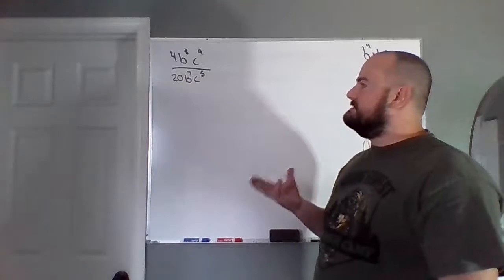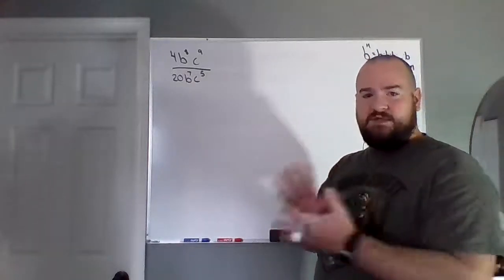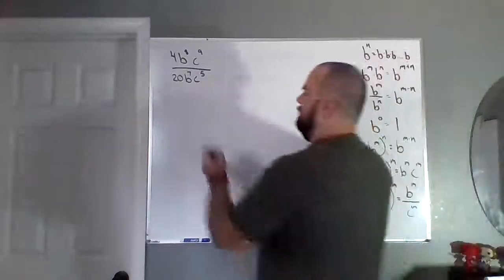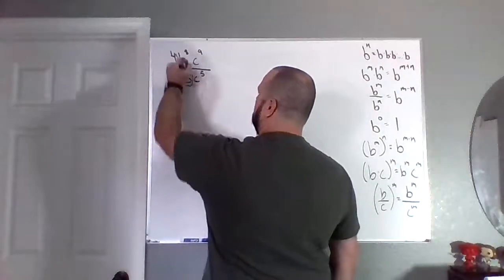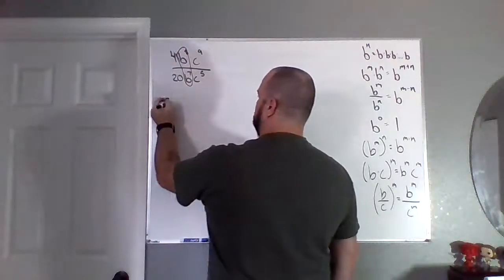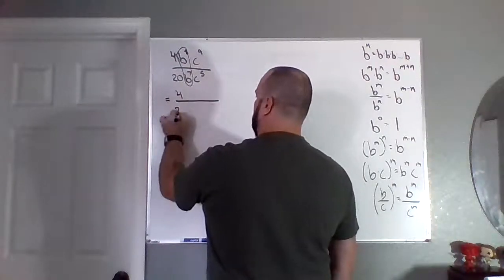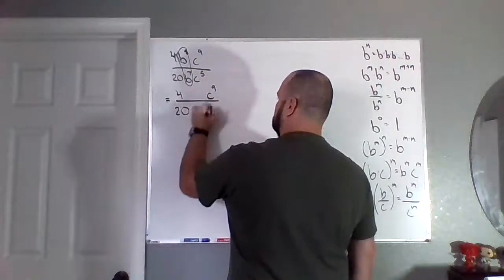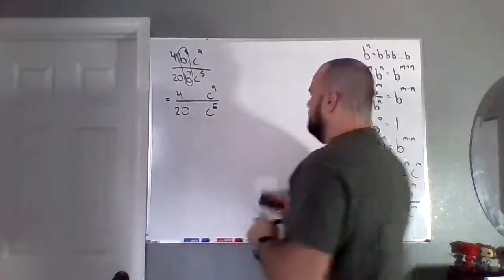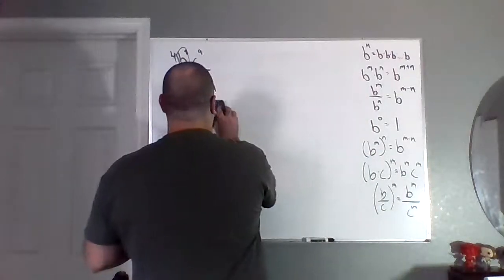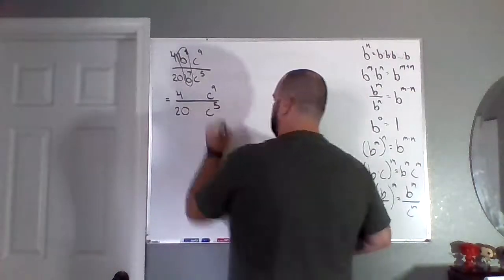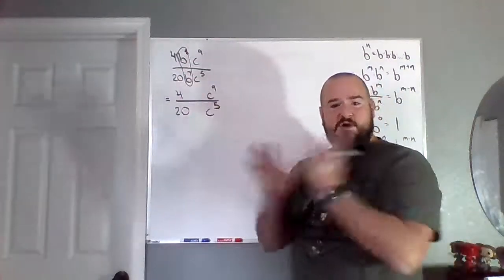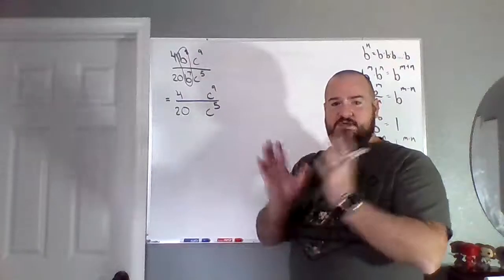So when I look at this, everything is multiplied, so I can isolate any two things I want. I'm going to leave my 4 and my 20 there. I'm still going to leave my c to the 9th and my c to the 5th there. But I want to deal with this b to the 8th divided by b to the 7th, because it's all multiplication and division, so we can isolate those.